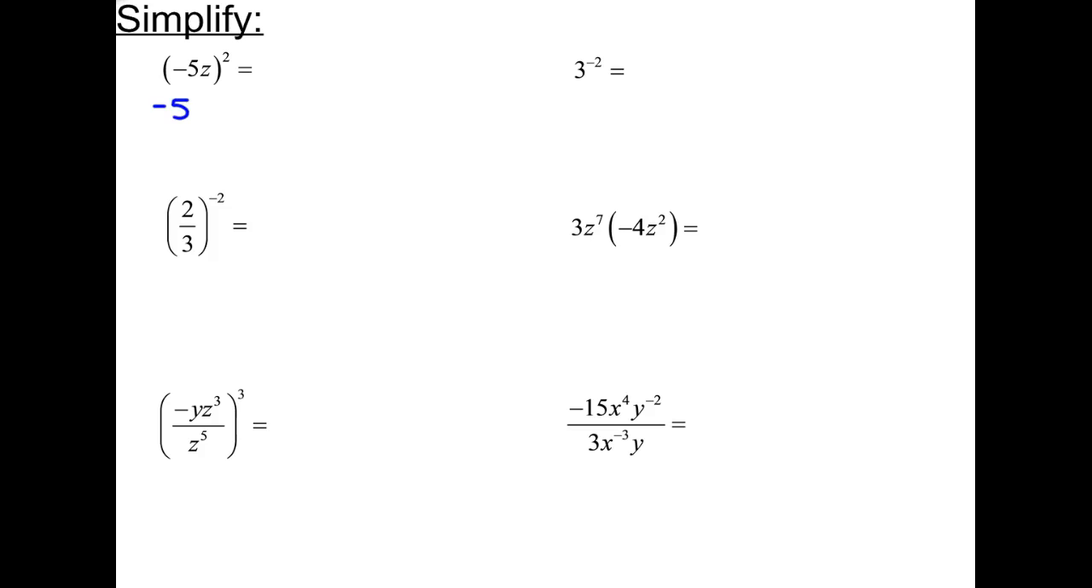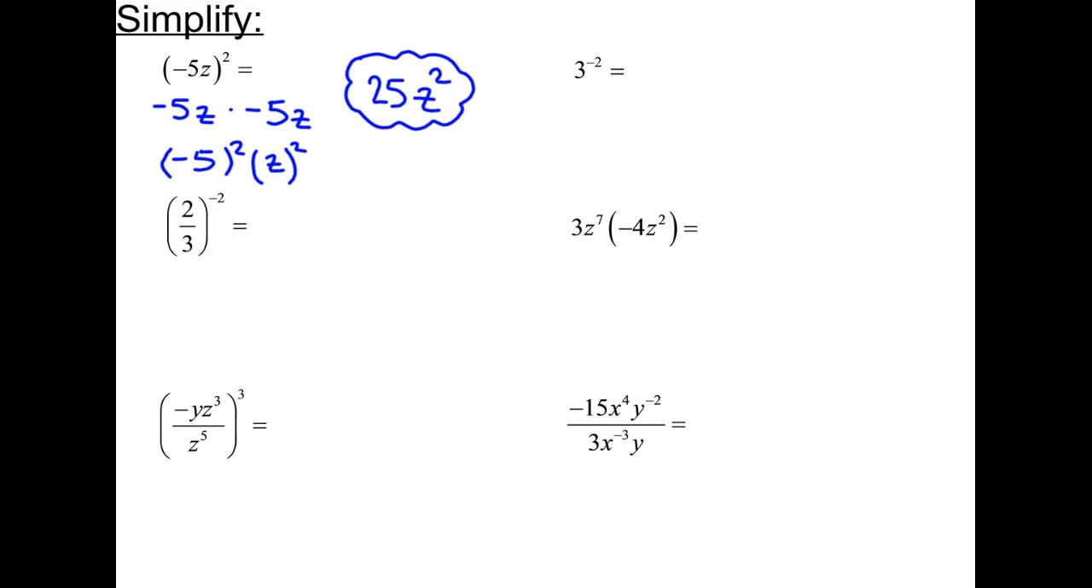So if I wrote this all out, it would be negative 5z times itself, negative 5z. Okay, and of course if we're using the property, we can write it out negative 5 to the second power and z to the second power. Either way, we should arrive at a final result of positive 25, negative 5 squared, so 25z squared.